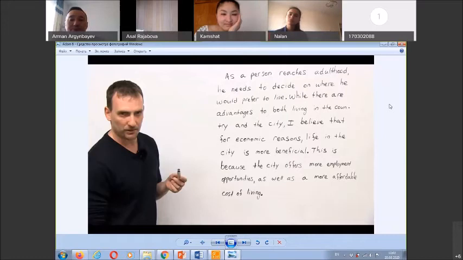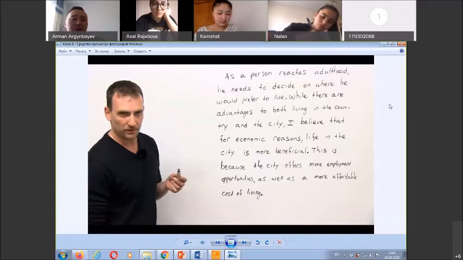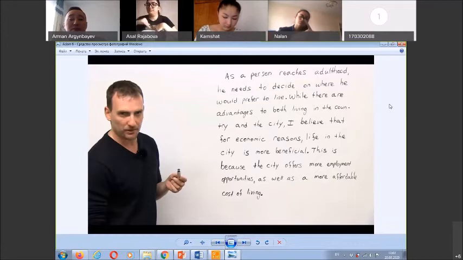Another example. As a person reaches adulthood, he needs to decide. Instead of using he, I would use one, because this is gender neutral, and more academic, actually. As a person reaches adulthood, one needs to decide where they would prefer to live. You can also use they, plural, instead of he or she. While there are advantages of both living in the country and the city. Quite a complex sentence, yeah?